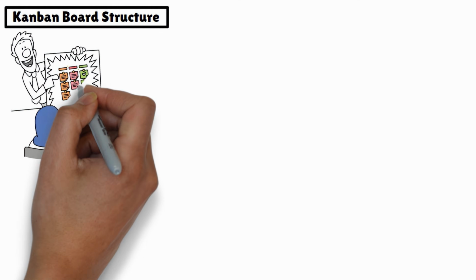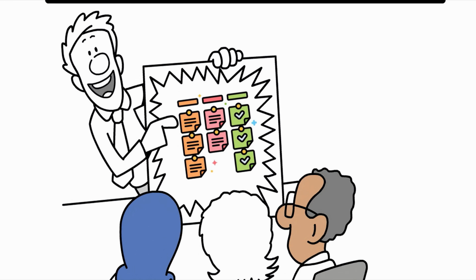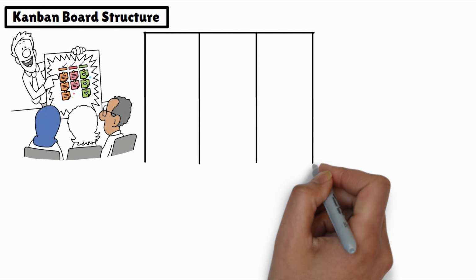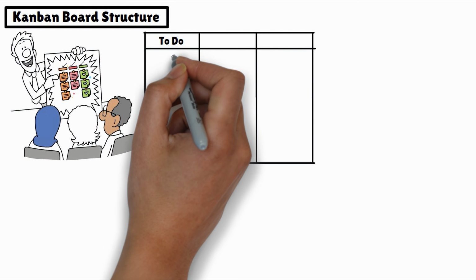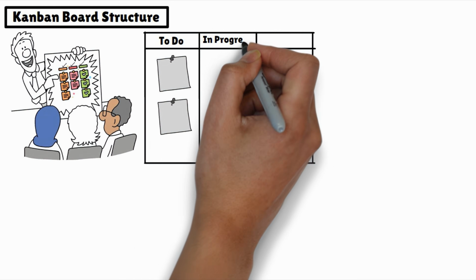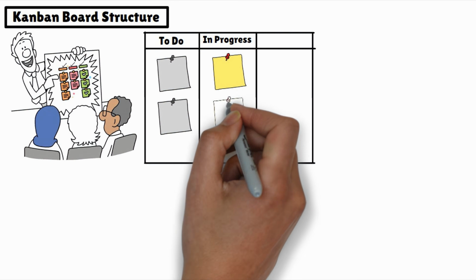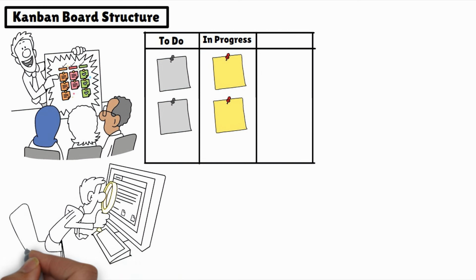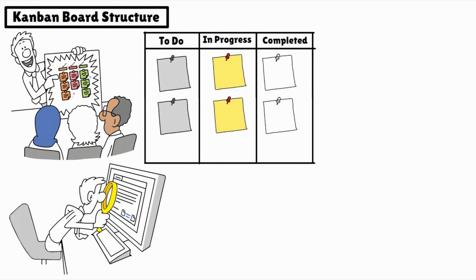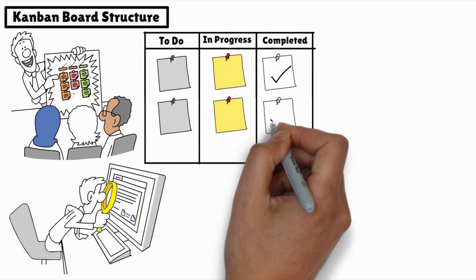This board is the heart of Kanban, and it's where all the action happens. Picture it as a map that shows where each task is in the project journey. Typically, you'll see columns like backlog or to-do. This is where tasks start. It's your list of things waiting to get done. In progress, here's where tasks are actively being worked on. It's a snapshot of what's currently happening. Completed or done. This column is for tasks that have crossed the finish line and are officially completed.